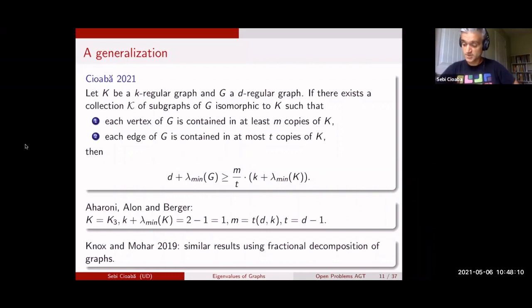It's actually very simple. In the case of Hoffman, Alon, and Berger, essentially K is K_3. And because you have this condition, in each neighborhood you have at least that many edges, that takes the place of the M.